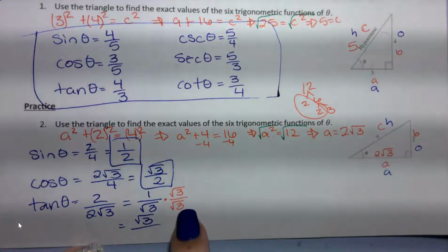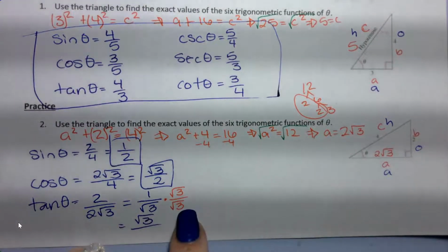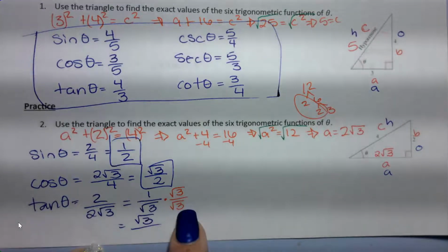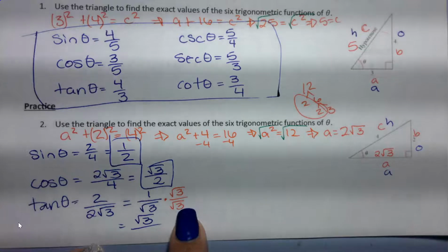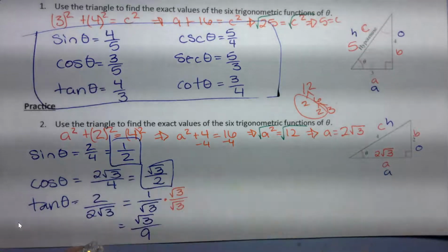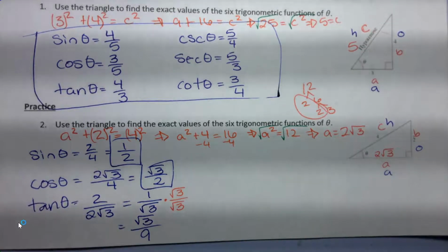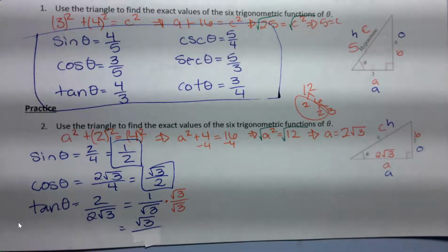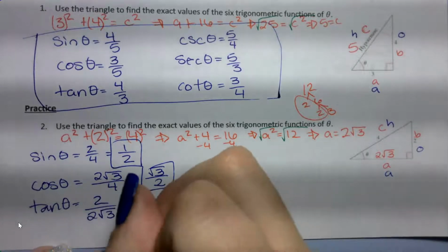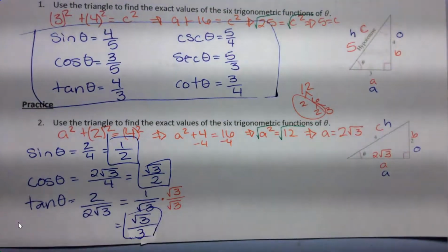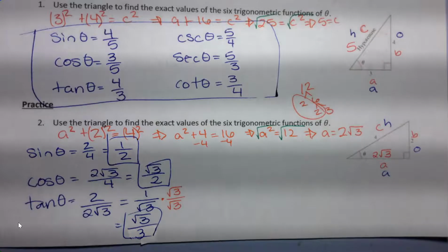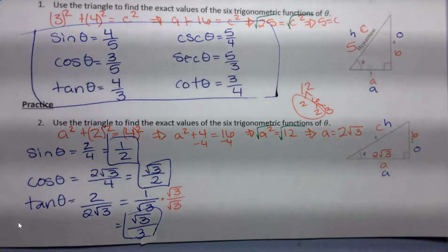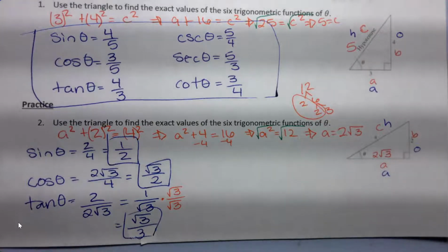Square root of 3 times the square root of 3 is really the same thing as the square root of 9, because when I'm multiplying two radicals together, I can multiply their insides. The square root of 9 is 3. So my tangent here is the square root of 3 over 3. So I always want to make sure when I'm working with the 6 trig functions that I rationalize my denominators and I don't leave any radicals on the bottom.